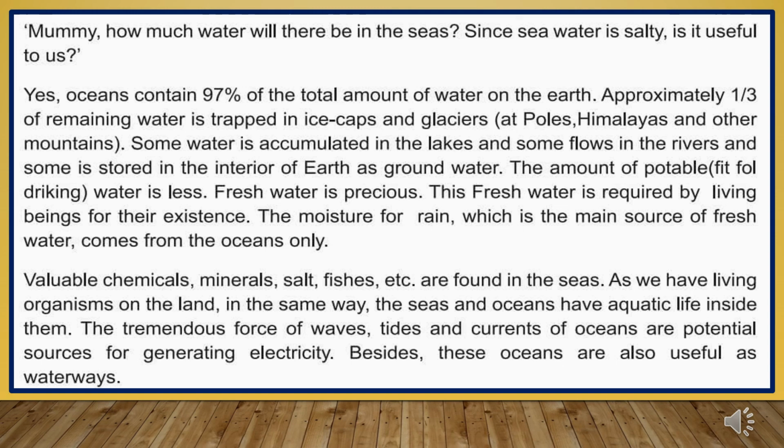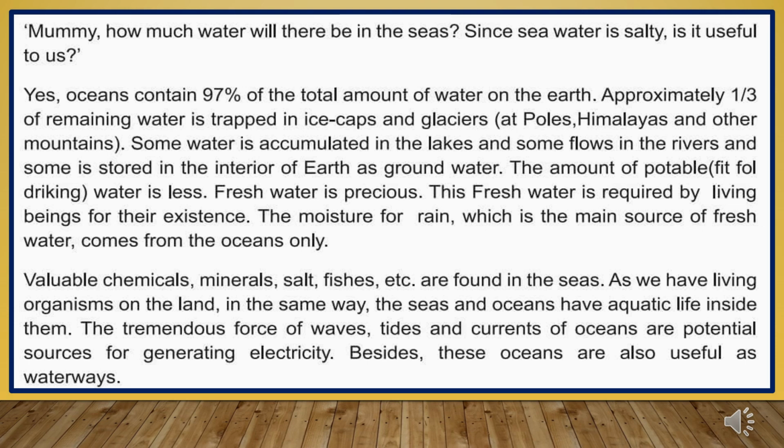Some water is accumulated in the lakes, some flows in the rivers, and some is stored in the interior of the earth as groundwater. The amount of potable, fit for drinking water is less. Fresh water is precious. This fresh water is required by living beings for their existence. The moisture for rain, which is the main source of fresh water, comes from the oceans only.